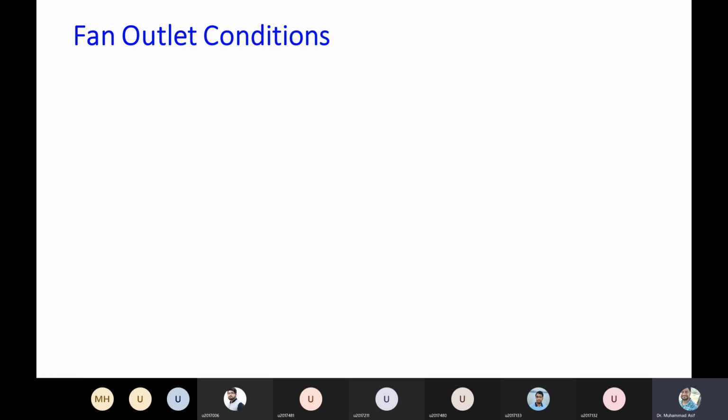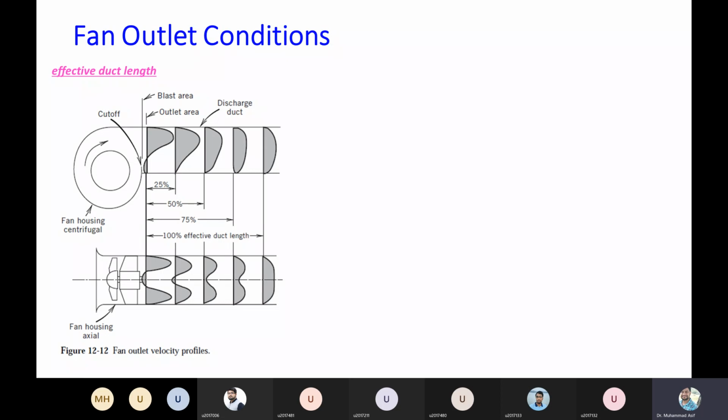Then lastly, the fan outlet conditions. They are also very important. As you can see, both the centrifugal fan and the axial fan. The first one is the centrifugal fan and the second one is the axial fan. This is a cutoff point. Because of that cutoff point, that area is called the blast area. The blast area is slightly smaller than the outlet area. So this is the outlet area of the duct.